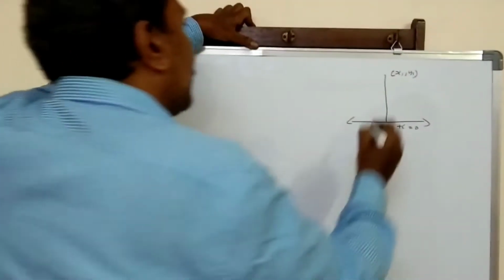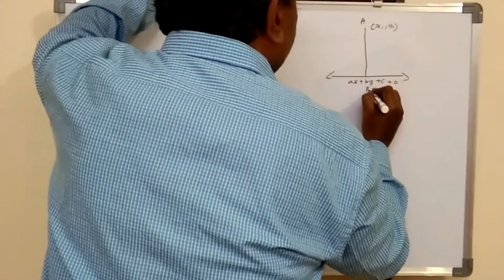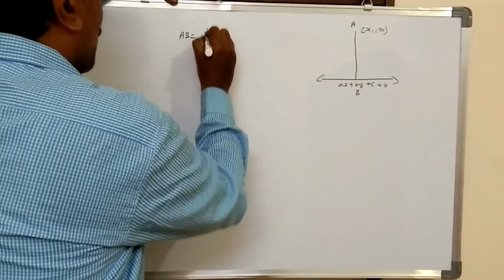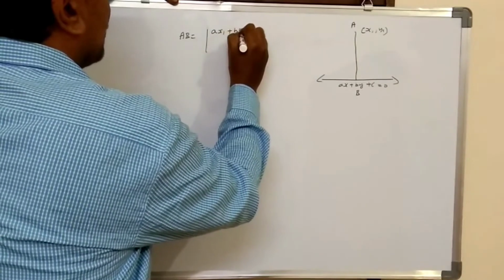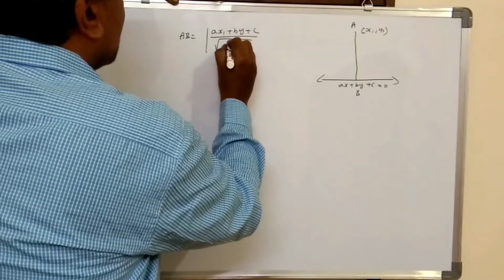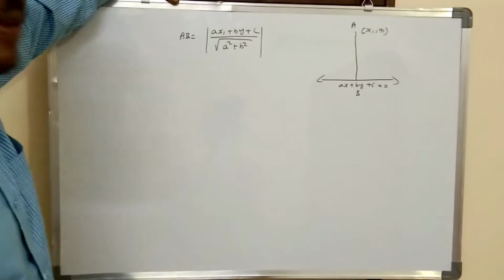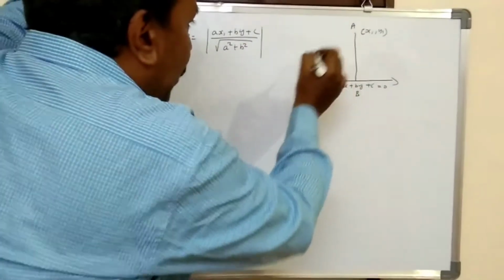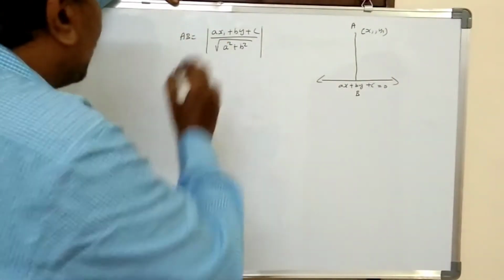For example, you take this point as A and this point as B. So what is AB? AB is equal to mod of ax1 plus by1 plus c by square root of a square plus b square. So this is the formula for finding the shortest distance from the given point to the line whose equation is given. Now I am going to derive this.